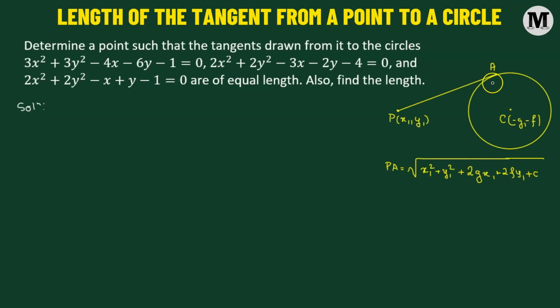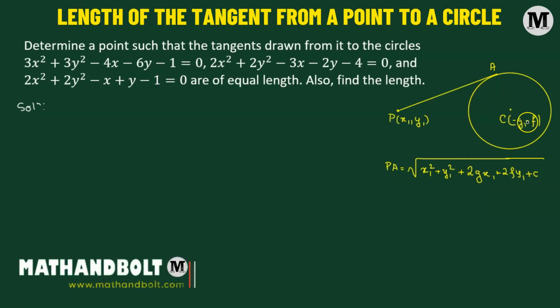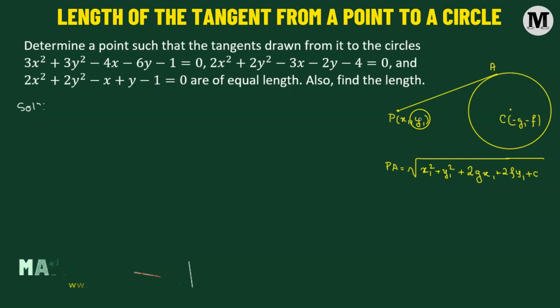Now, to find out the length of a tangent, let's recall the formula that we'll be using here. Let's say we have a circle which is centered at C with the coordinates (-g, -f), and we have a point P (x1, y1) which is external to the circle. Then the tangent drawn from the point P to the circle at A, the length of it will be given by PA equals the square root of x1 squared plus y1 squared plus 2gx1 plus 2fy1 plus c. Here the constants g, f and c can be obtained if we write the equation in its general form.